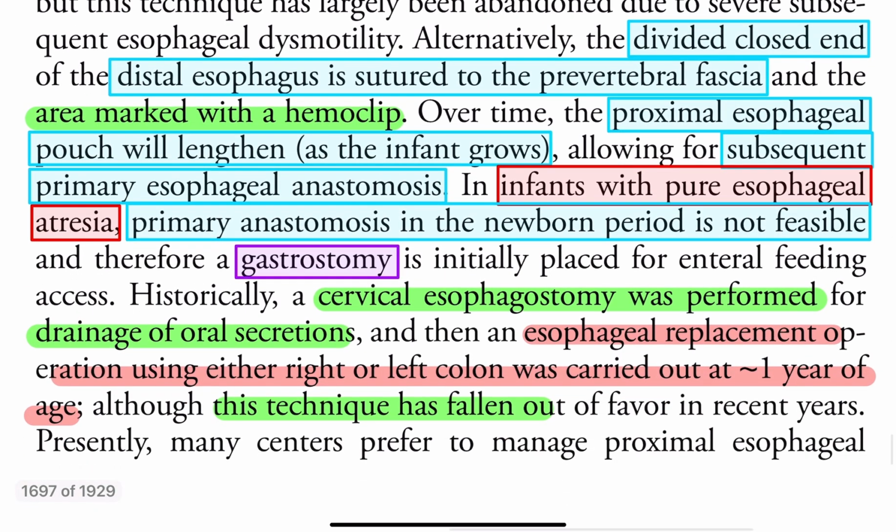In an infant with pure esophageal atresia, primary anastomosis in the newborn period is not feasible. So in that you do gastrostomy.